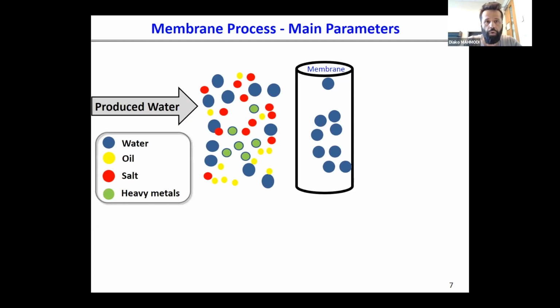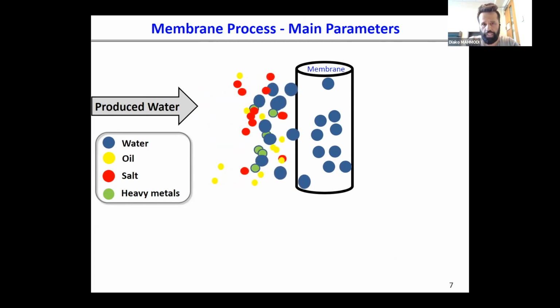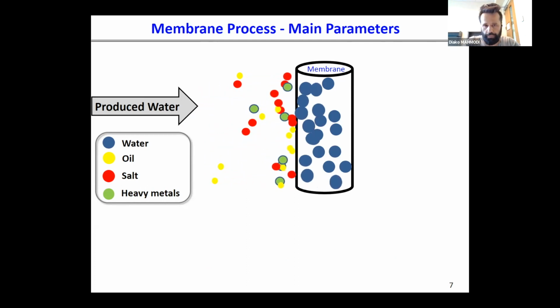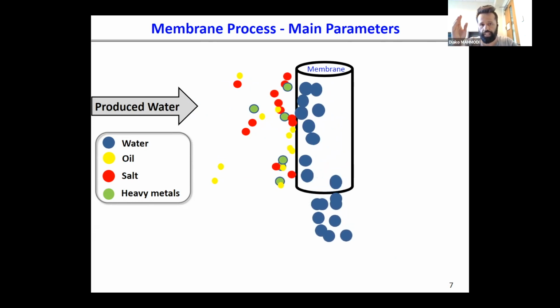Here is how a membrane process works. Once produced water reaches the surface of the membrane, water does pass through the membrane. However, pollutants such as oil, salt, and heavy metals don't pass through the membrane and are filtered out by the membrane. And then the clean water is collected in a storage tank.